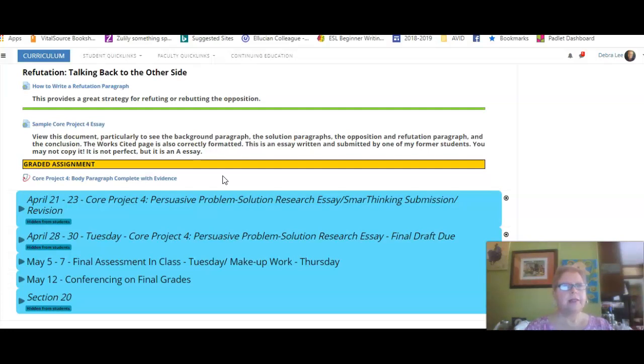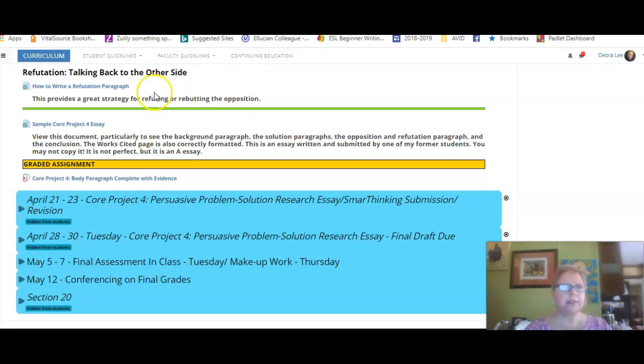Look ahead to that, looking for the opposition, thinking about how much it's going to cost or something like that. And then if you find something like that, then go ahead and write your refutation paragraph if you are to that point. It doesn't have to be written in any particular order. It does need to show up in your essay in a particular order.